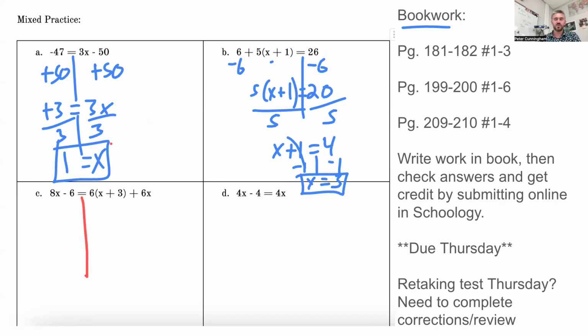If you're just watching me do this, that's not going to help very much. It'll help a little, but it's not going to help. You got to be doing this on your own and trying it.